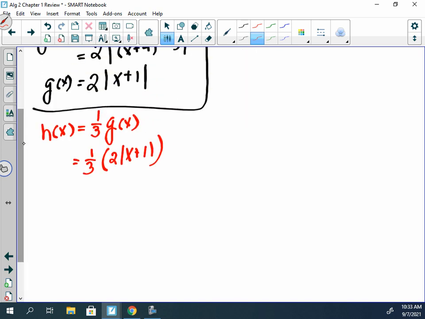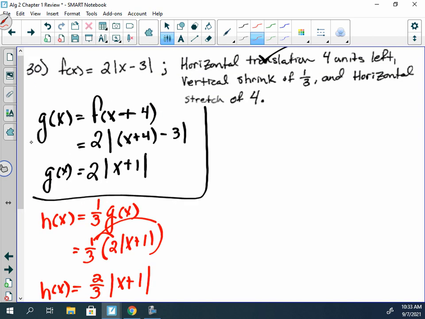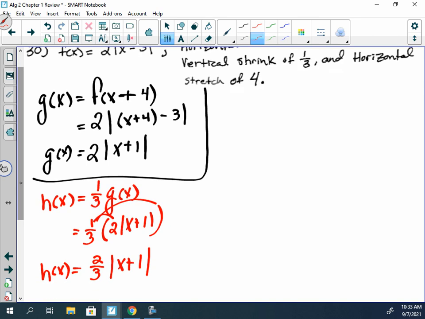Any questions on how we got to this point here? Well, we would just distribute the 1/3 all the way through. It's just multiplying it by this here, which would be 2/3 times the absolute value of x plus 1. Vertical shrink. So is that it? Okay. Let's just call it m of x.